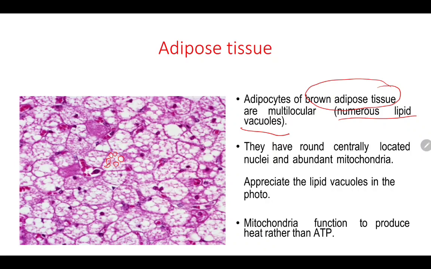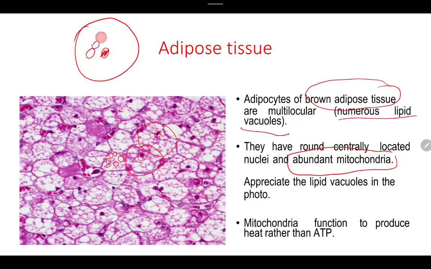Additionally, your brown adipose tissue has a centrally round nucleus. You can see this is one adipocyte, so ibig sabihin yung kanyang nucleus is centered. Another one, centered ang kanyang nucleus. Tandaan natin, guys, that compared sa ating white adipose tissue, your brown adipose tissue has abundant mitochondria. Meron siyang nucleus sa gitna, meron siyang mga numerous lipid vacuoles, at meron siyang multiple or maraming mitochondria.